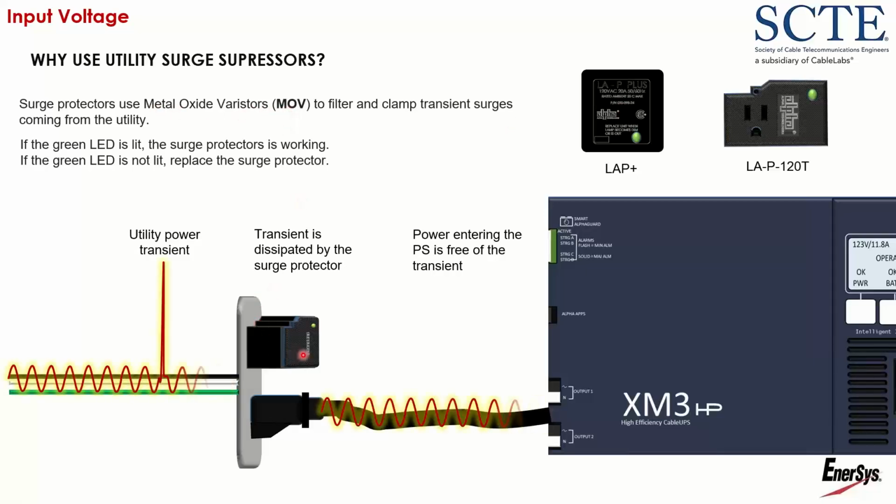Okay, so basically, you plug these into the same outlet where you plug the power supply in. If you're using the type that has the pass-through, you do not have to plug the power supply into the surge protector, just have it plugged into the receptacle. And when a surge comes from the utility, like this transient here, the MOVs inside of this device will redirect that surge to ground and dissipate it before it goes into the power supply. If the green lights are not working on these, if they're off, take it out, throw it away, put a new one in.